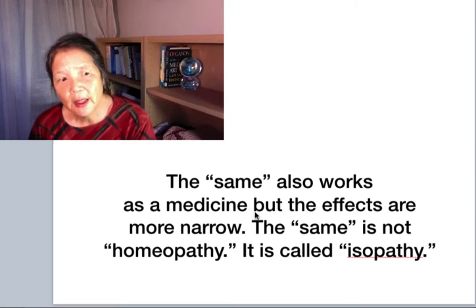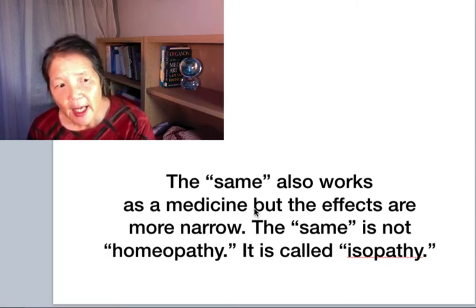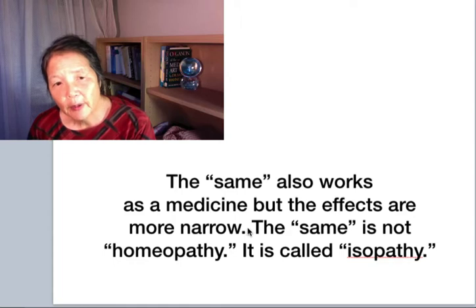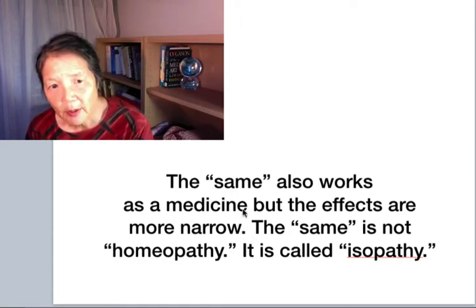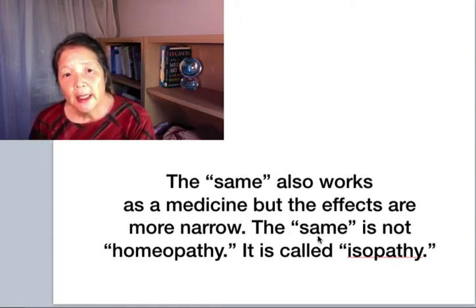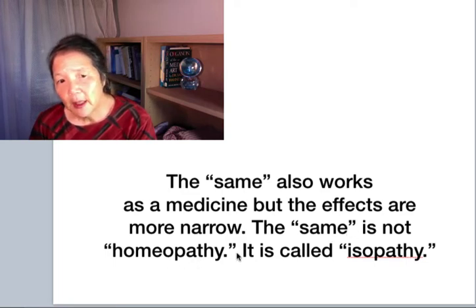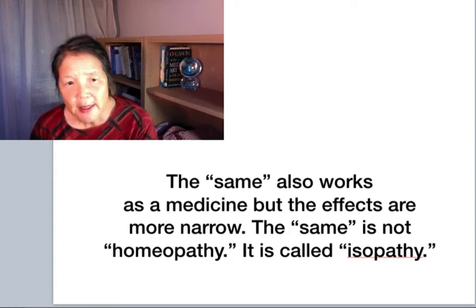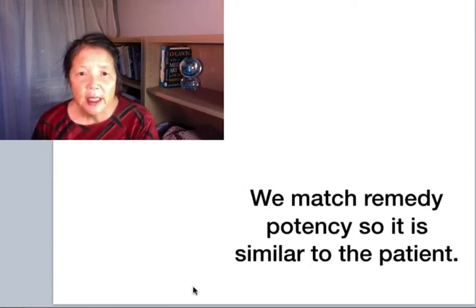You can do something like have vaccinations, and the vaccination, using the same pathogen as what caused the problem, will prevent the problem from happening, strengthen the body against that problem. But the same is not homeopathy. It's called isopathy. And isopathy is not as strong. It doesn't have as much healing power as similarity does.